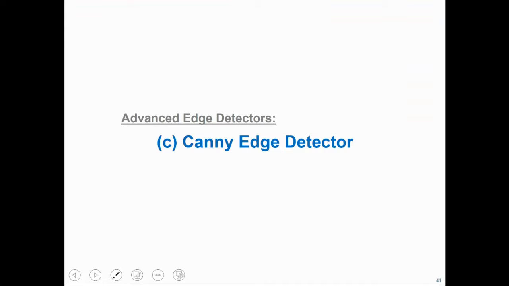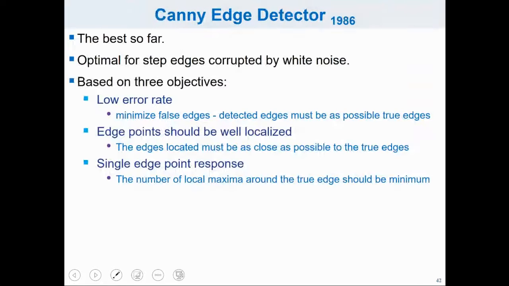The second technique that we are going to talk about is called the Canny edge detector. That's one of the edge detection techniques, from 1986. It's the best so far, and it's very commonly used in edge detection, especially for images that are corrupted by white noise.